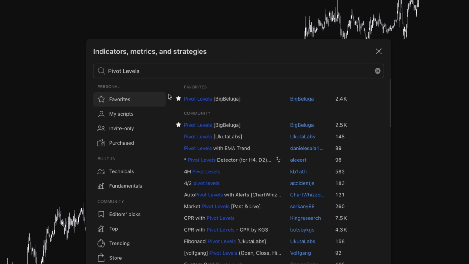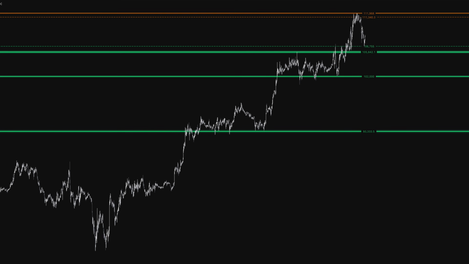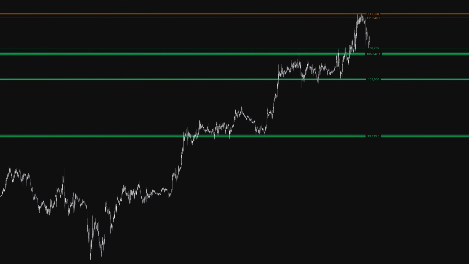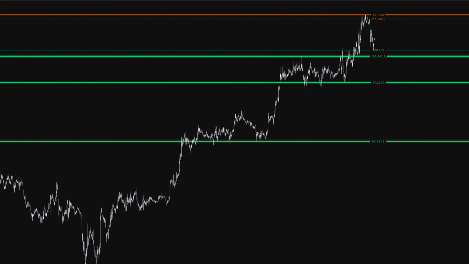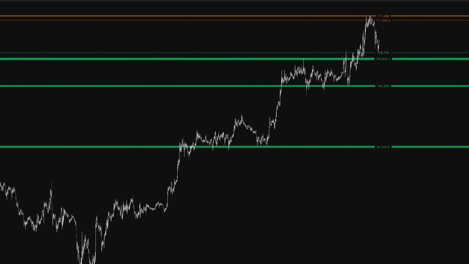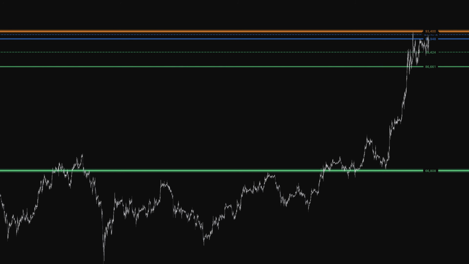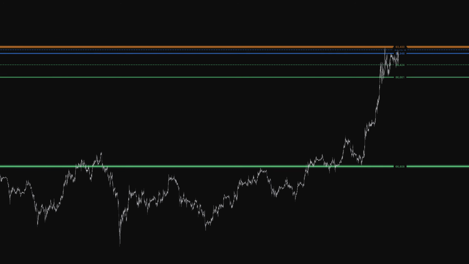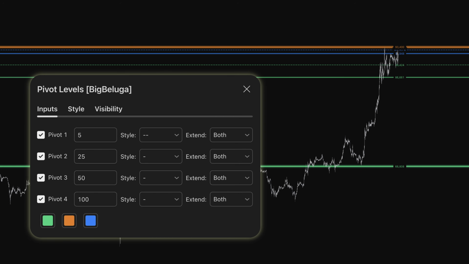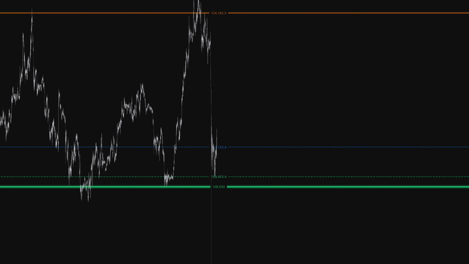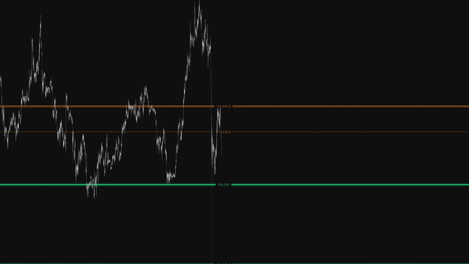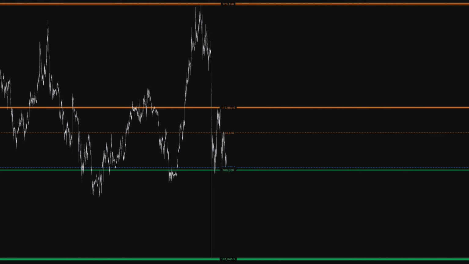Pivot levels. Created by Big Beluga, this Pine script indicator plots multiple time-frame pivot highs and lows as horizontal lines with dynamic color coding based on price position relative to ATR-adjusted zones. The core mechanism calculates pivot highs and lows across 4 user-defined look-back periods, defaulting to 5, 25, 50, and 100 bars. The value when function stores exact price and bar index when each pivot forms, maintaining historical level tracking.